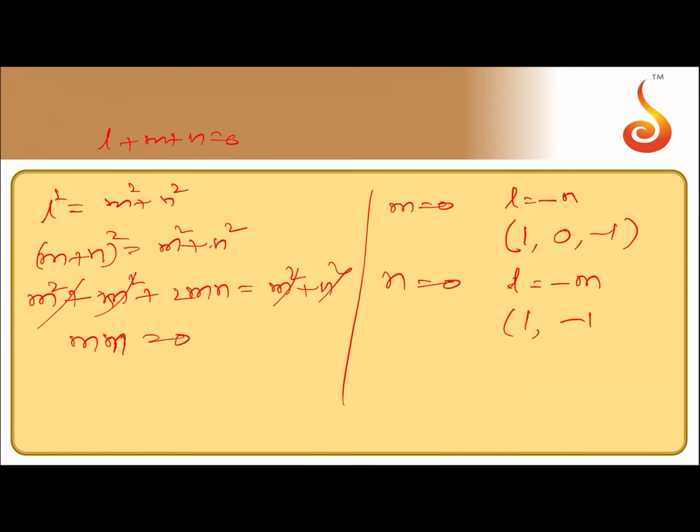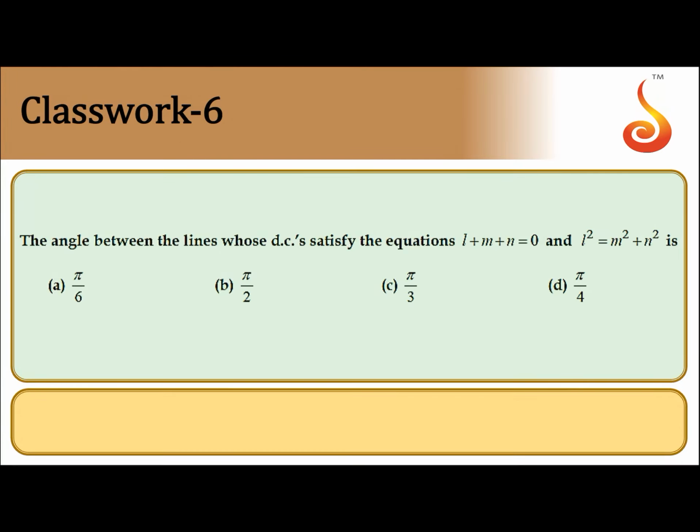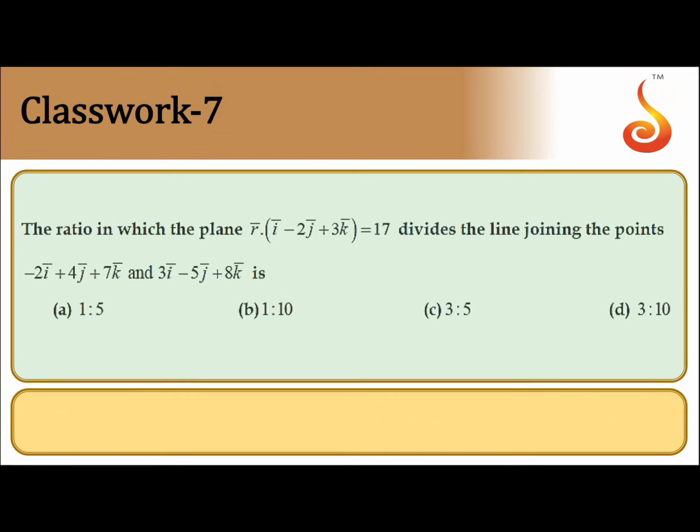The DRs can be taken as 1, minus 1 and 0. These are the DRs of the two lines, and the cos of the angle between them is nothing but a dot b by modulus a modulus b. A dot b is equal to 1 plus 0, divided by root 2, which is nothing but 1 by 2. The angle between them is pi by 3, 60 degrees. So the answer is pi by 3.